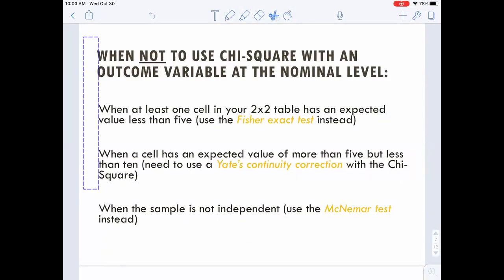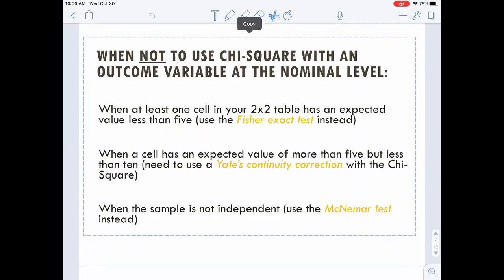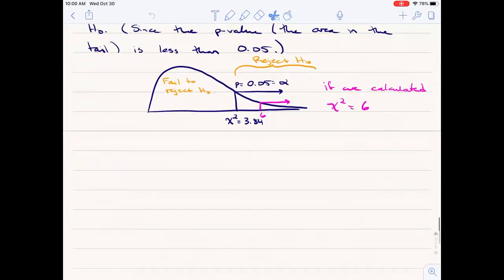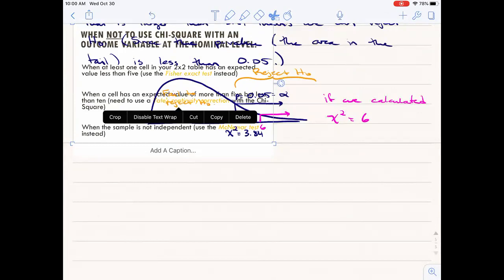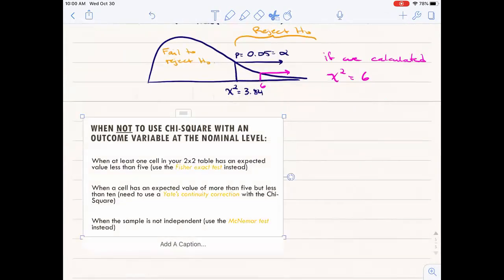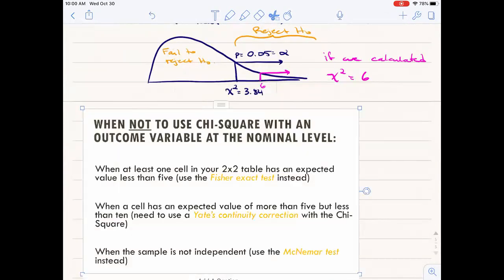There are some situations that we need to be aware of. It's more for completeness than anything else, but it leaks into our assumptions as well.